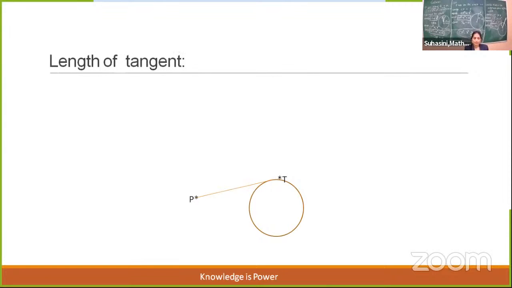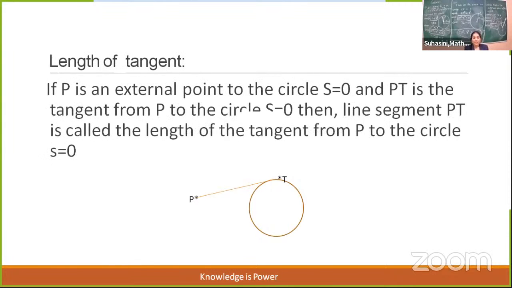Length of the tangent. If P is any external point to the circle S = 0 and T is any point where the tangent drawn from P to the circle S = 0 is touching the circle, then PT is called the length of the tangent.